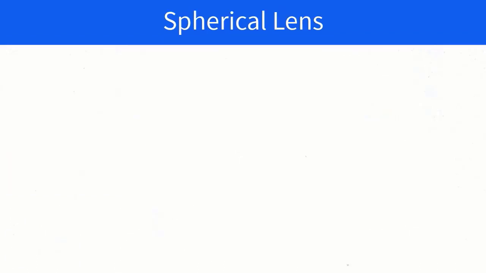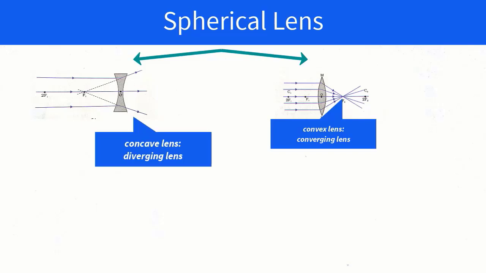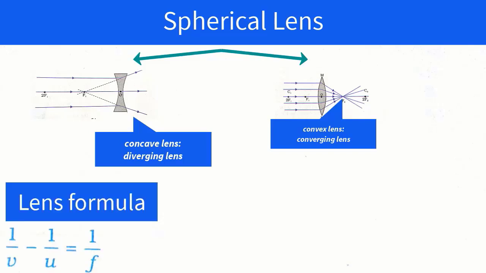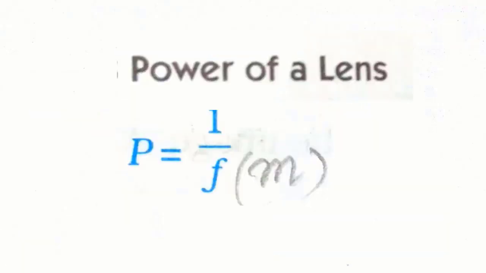Now, spherical lens is also of two types. That is a concave lens and convex lens. Here you can see, this convex lens is also called a converging lens. Why? Here you can see all the rays passing through the lens get converged. That means they are meeting at a point. But a concave lens is also called a diverging lens. That is, the rays that pass will not meet anywhere, but will simply diverge, go in different directions. Then this is the lens formula. And this is the magnification for lens. Power of a lens can be defined as the reciprocal of the focal length, so the focal length should be in meters.